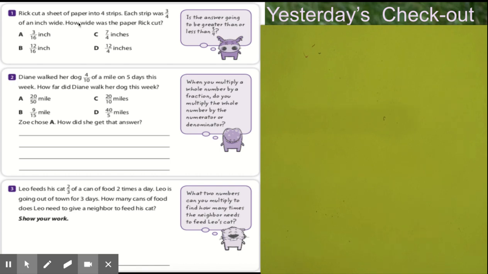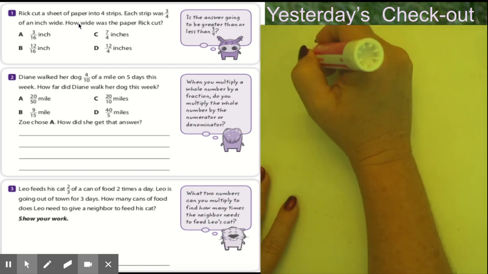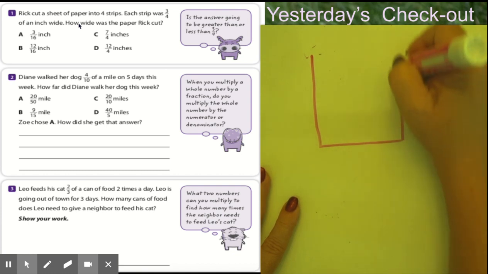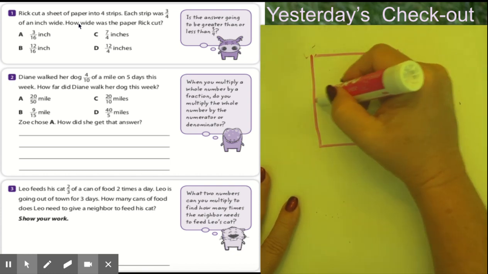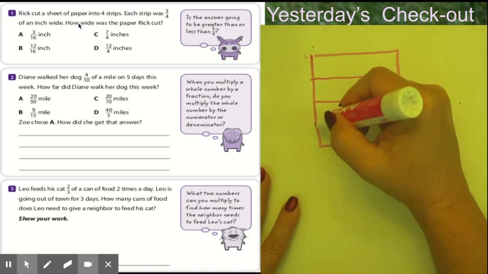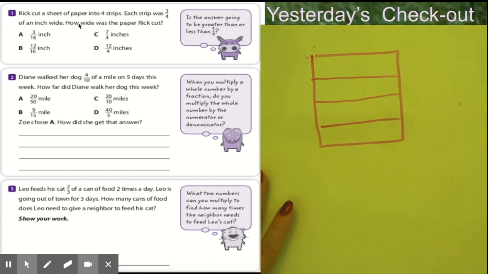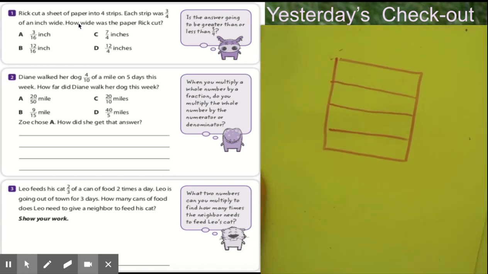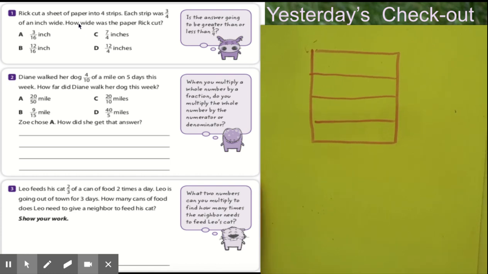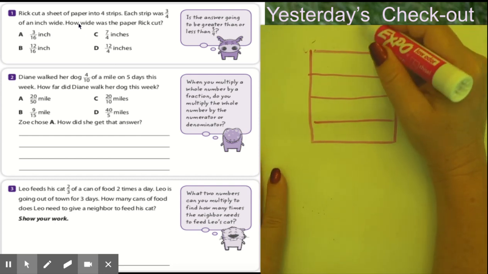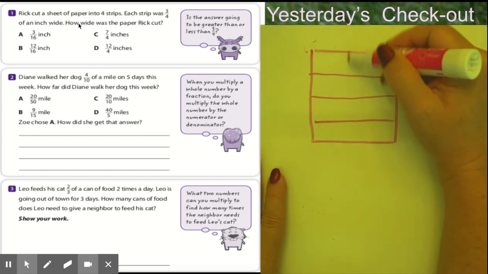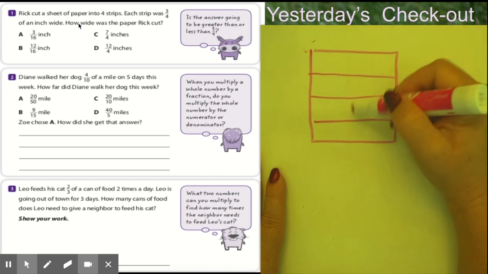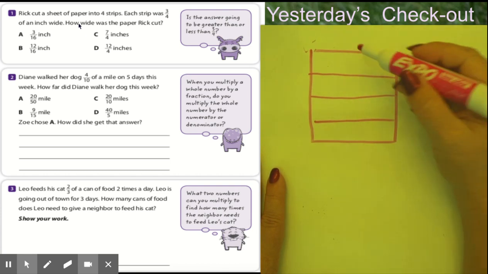Rick cut a sheet of paper into 4 strips. I always like to draw out and stop just to get a good idea. So here's my sheet of paper. It's cut into 4 strips. Doesn't matter if we cut it this way or this way. Honestly, we just need 4 equal strips. Each strip was 3/4 of an inch wide. So that means that's going to be 3/4, 3/4, 3/4, and 3/4. How wide was the paper?